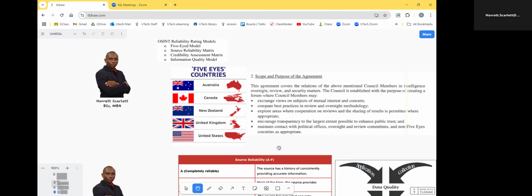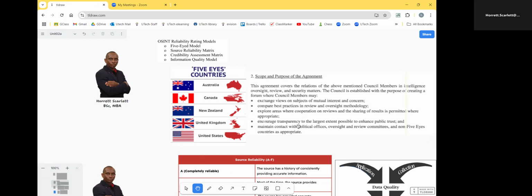Now, what are some of the scope of the agreement? They are able to share information on subjects that have mutual interest and concern. They're able to share best practices. They're able to share results where it is permitted and it is appropriate. So for example, there might be experiments which have been done that create some information or some data, and this might be shared among the various countries who are party to this agreement.